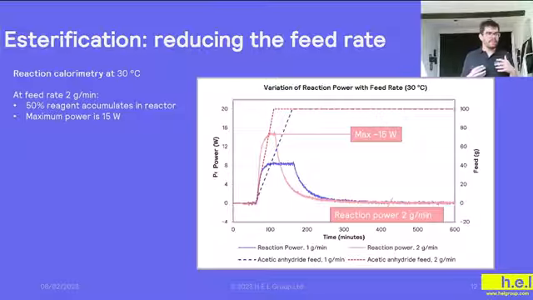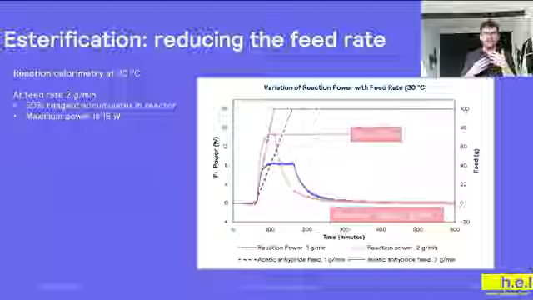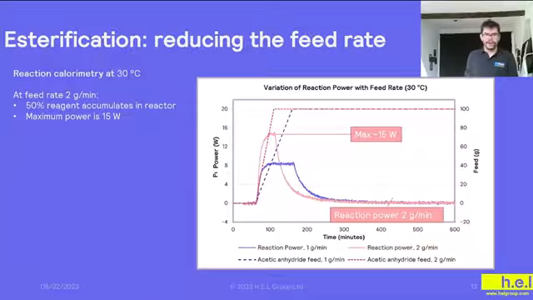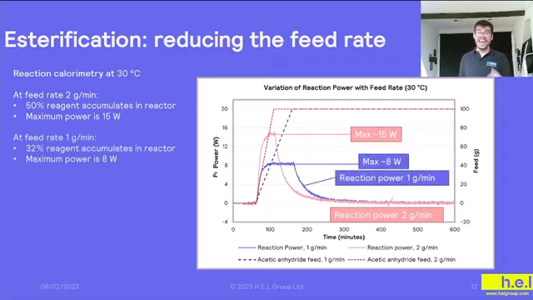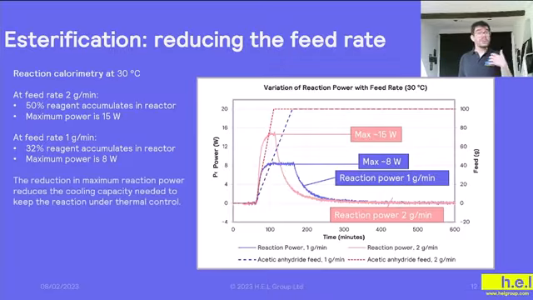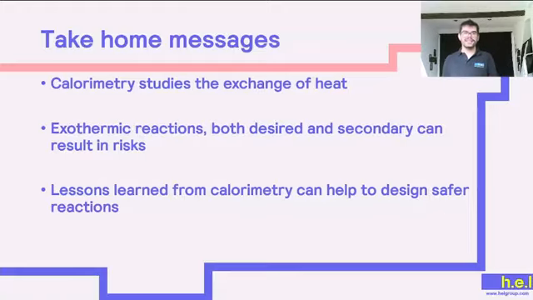Then we can think maybe that kind of cooling is too much for us, we can't cope with it, so let's see what happens if we reduce the feed rate. Instead of using 2 grams, we're going to use 1 gram, and that's the blue line. And actually, we see that we don't need to supply as much cooling, and instead of 15 watts, it's just 8 watts. So calorimetry can teach us how to address these issues.